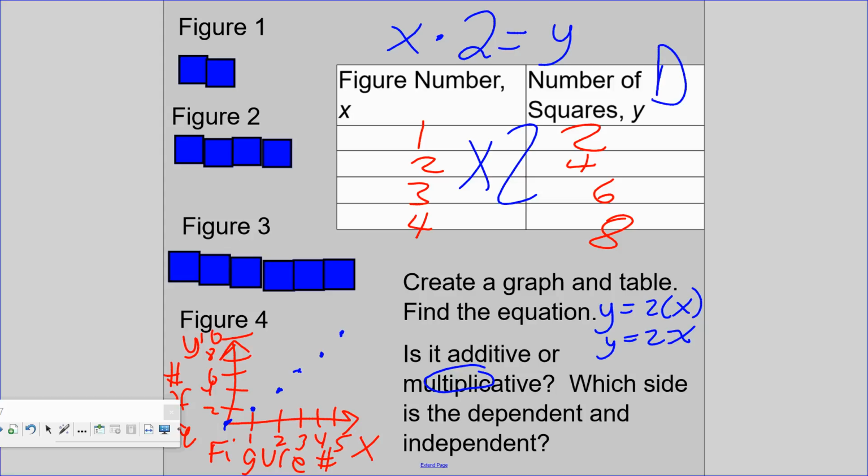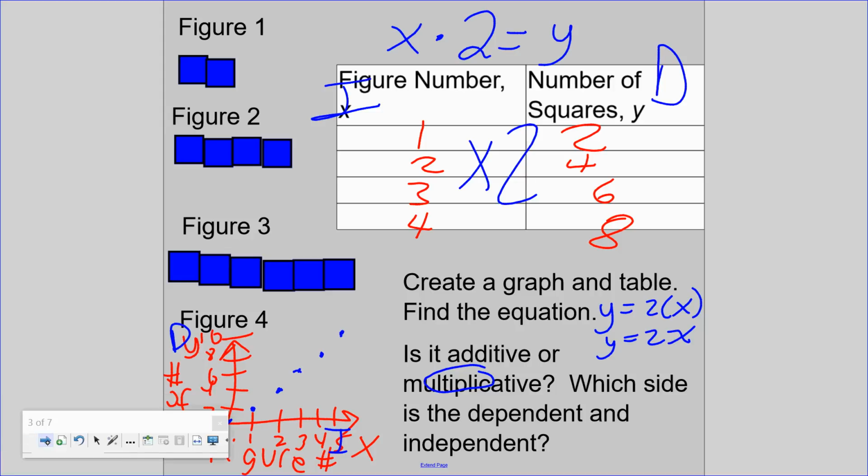So this is the dependent and this is the independent. Again, for those who have issues like I do, I'll admit I have issues determining which side is the dependent and which side is independent. In science class, you may have learned from your science teacher something called DRY MIX. Dependent, independent. DRY means dependent responds to the manipulation of the independent. If you manipulate or change the figure number, the number of squares will depend on that.